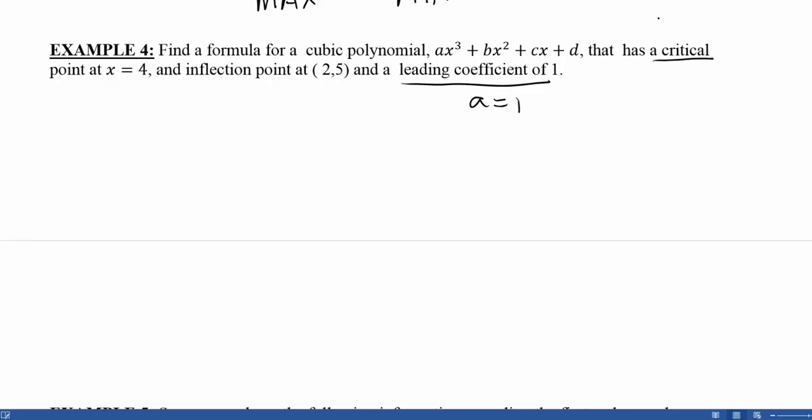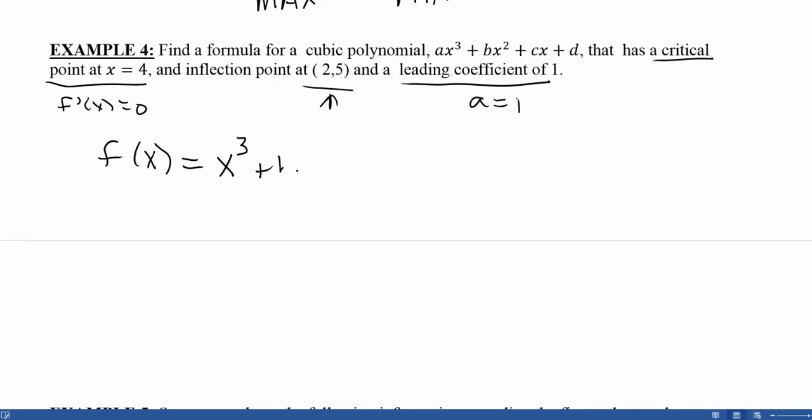If we're talking about a critical point, we're talking about where the first derivative equals 0. And if we have an inflection point, then we're talking about the place on the original function where we change concavity. So we'll come back to that in a minute. So the function that we're looking for, we need to find a, b, c, and d. We already know a. A is 1. So now we have x cubed plus bx squared plus cx plus d.